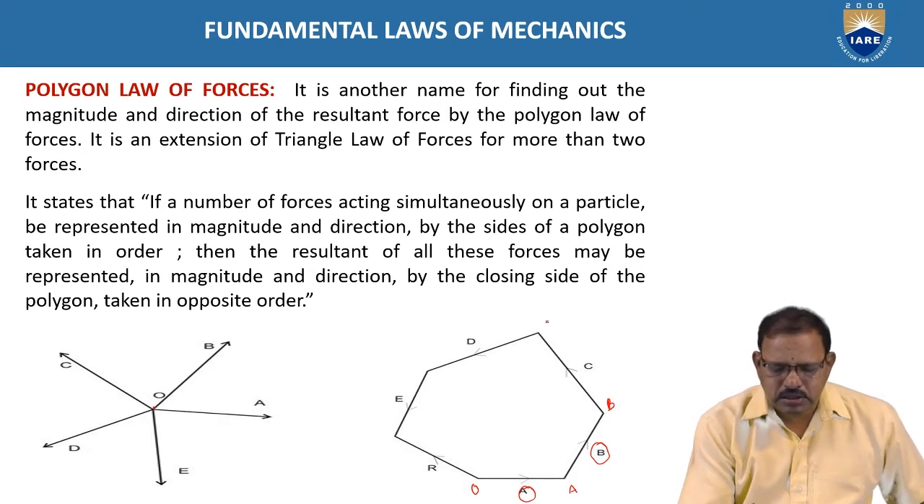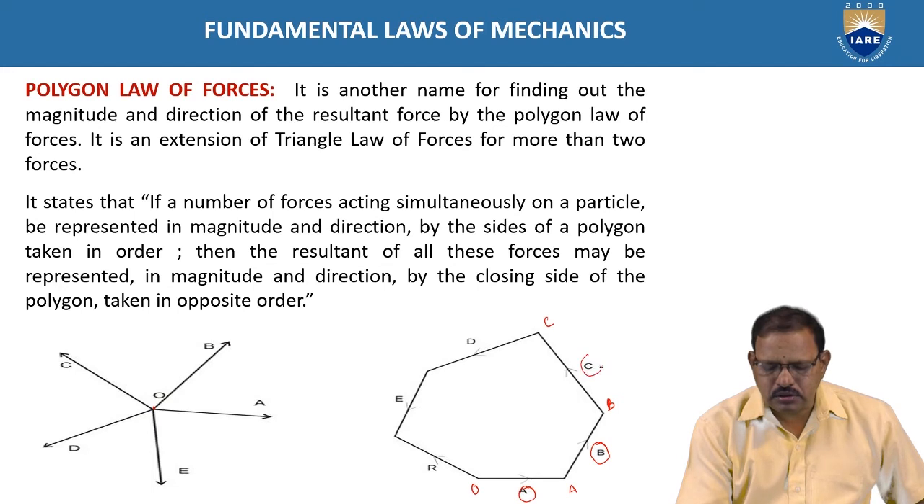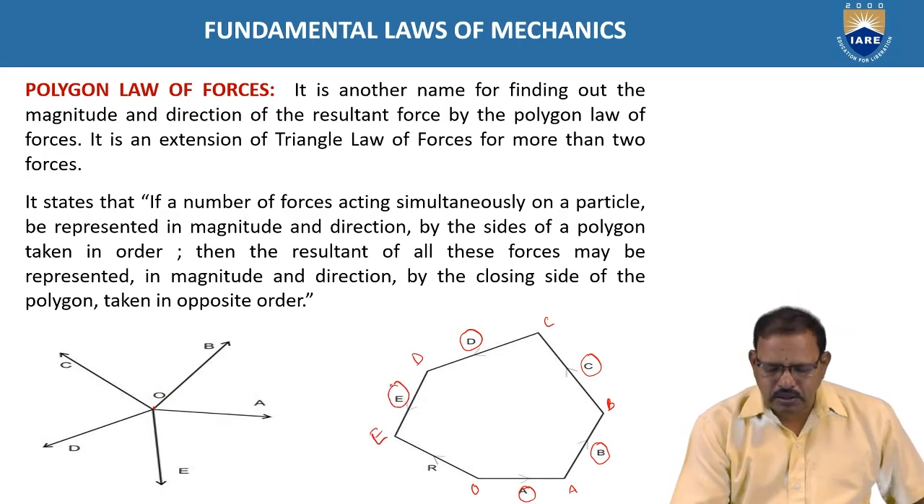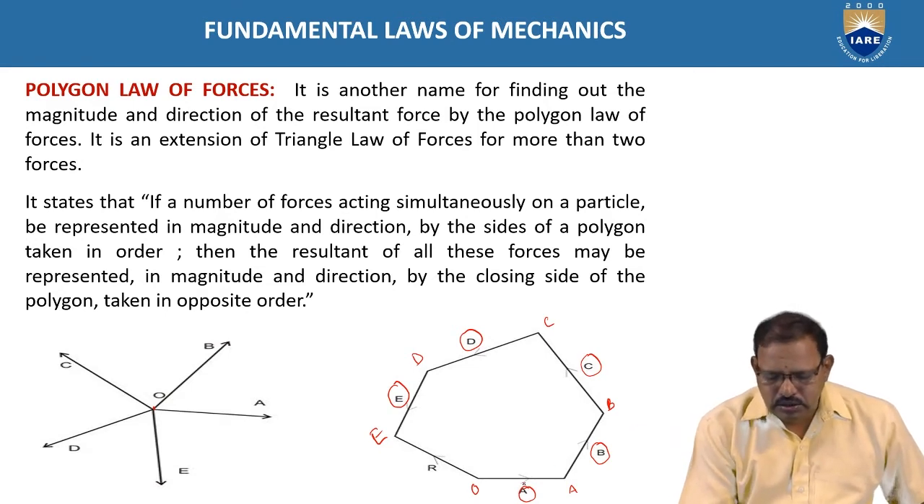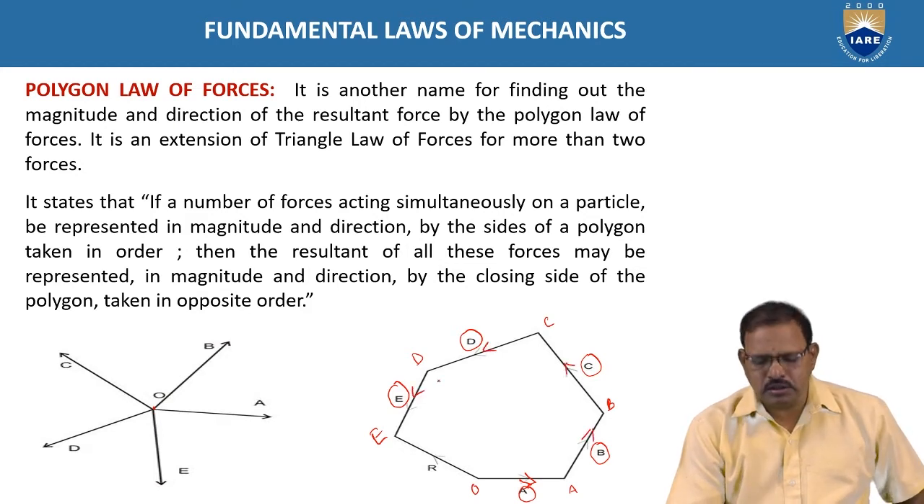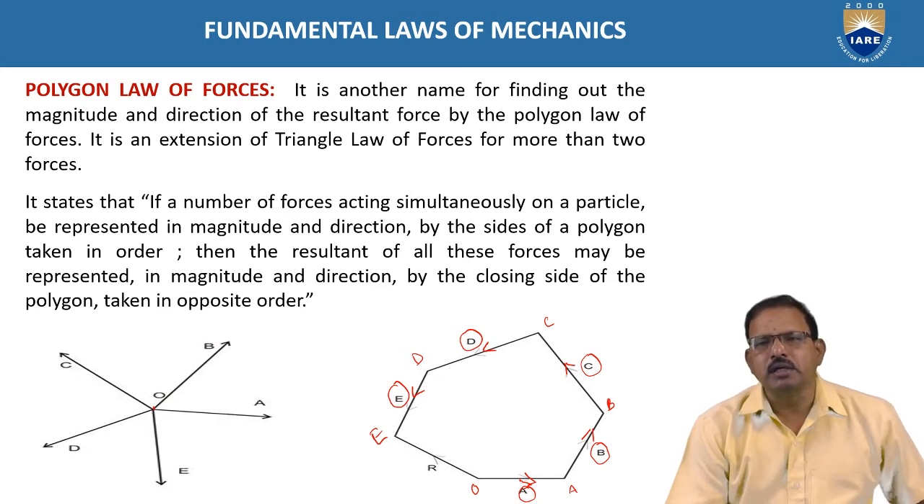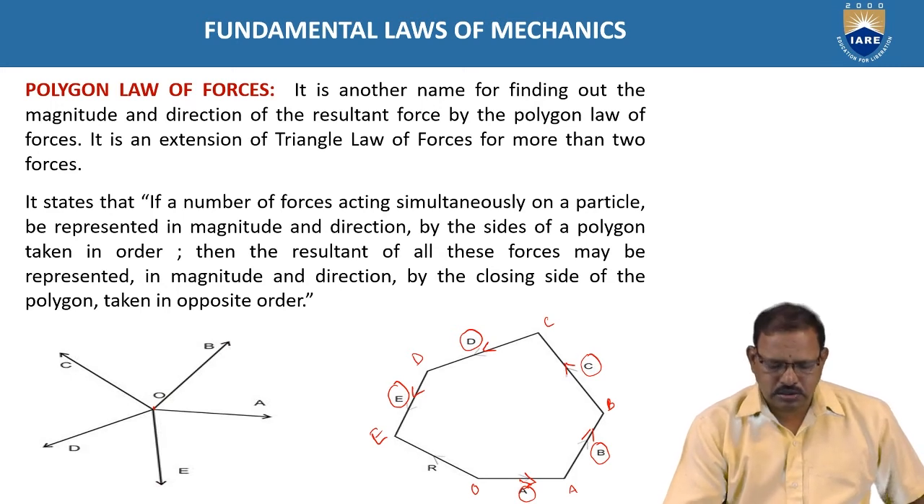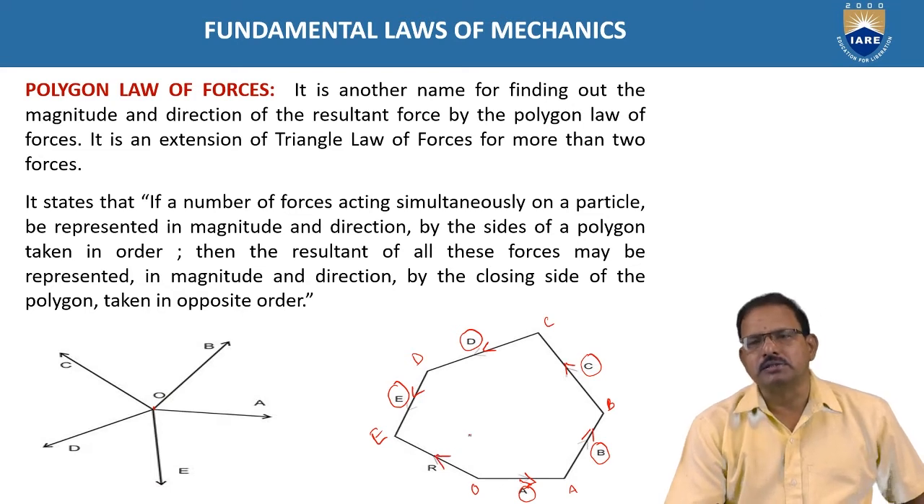Similarly, BC is representing the force C now, and CD is representing force D, and DE is representing force E. All are represented in the same order, and all are acting in the same direction. Then the closing side EY is representing the resultant of these five forces, but in opposite order. That means EY is represented like this now.